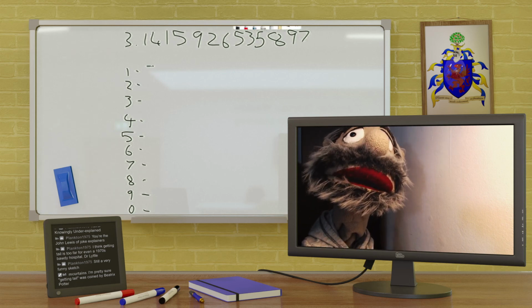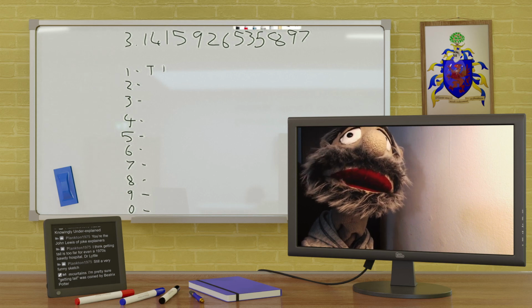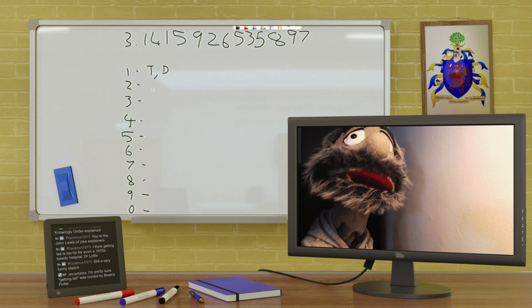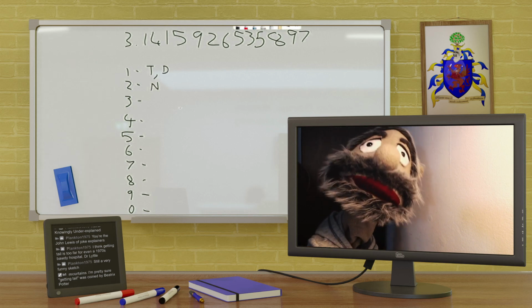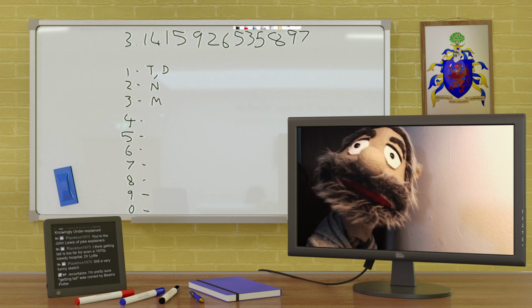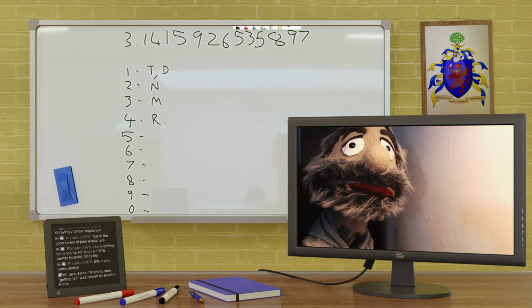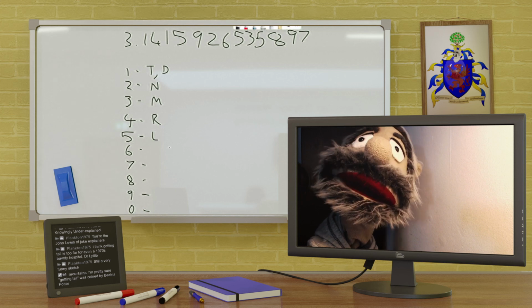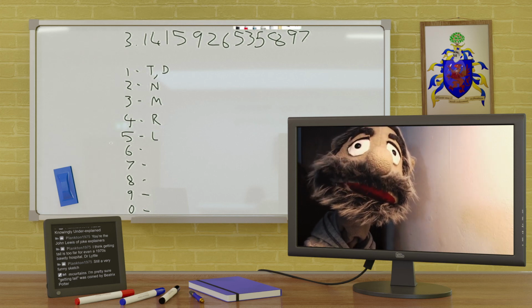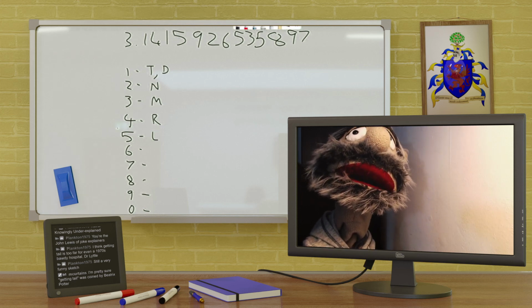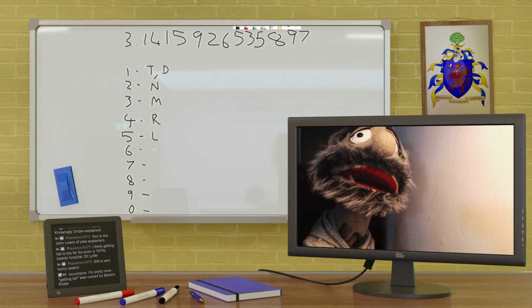We are going to assign sounds to each number. Okay, so that's T and D. N, yes, backwards. M, yes, forwards. R. L, I go with L. You'll find that some people who use this system use 5. The 5s and the 8s are different.